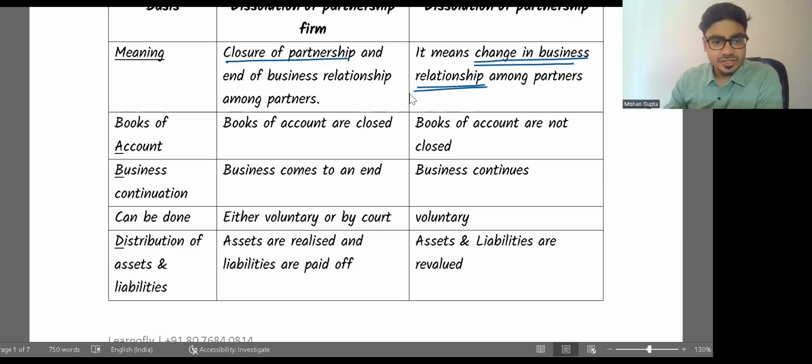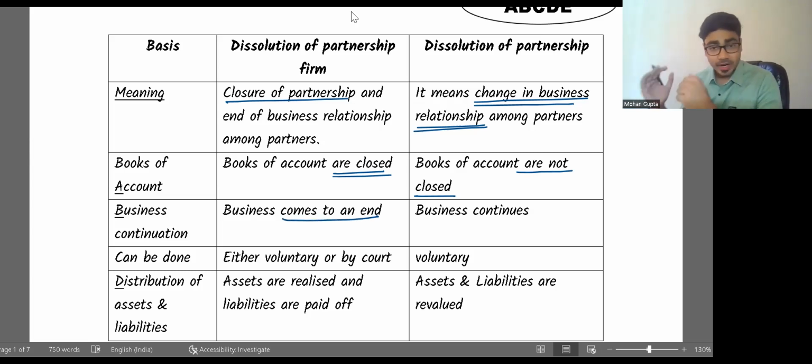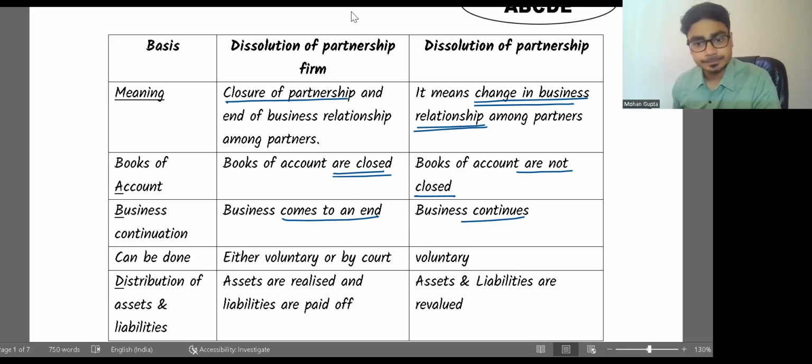Now, next, books of accounts. When a firm is closed, of course, books of accounts will also be closed. And in dissolution of partnership, books of accounts are not closed. Business continuation: business will come to an end in case of dissolution of partnership firm, and business will continue in case of dissolution of partnership.